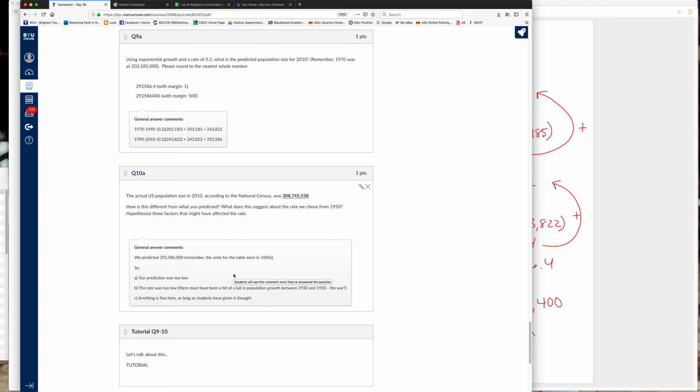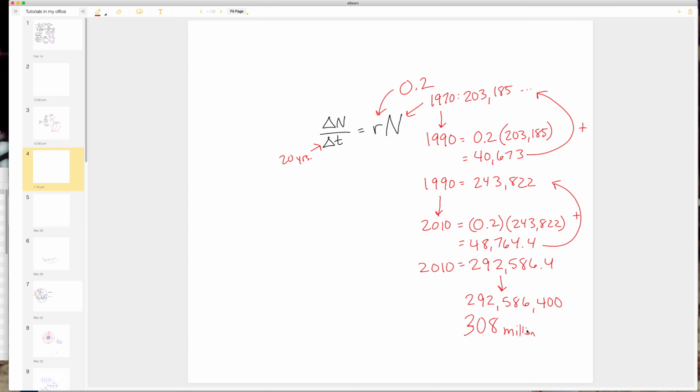We probably grabbed a growth rate that was too low. And remember we talked about the growth rate has fluctuated in the United States. So here's our 308 million. The growth rate has fluctuated in the United States due to lots of factors. And so we just picked 0.2, which was actually a low estimate for the growth rate. Okay, and you can come up with reasons why you think that's so.